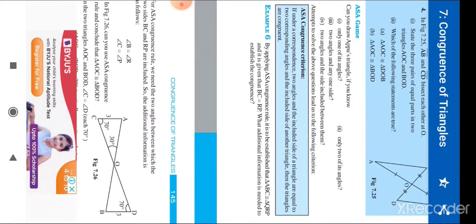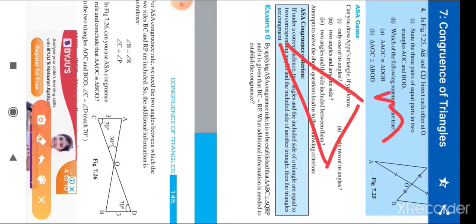Let us assume that again we have two triangles, triangle MNO and triangle DEF, and we suppose that angle N of triangle MNO is equal to the angle E and angle O is equal to the angle F, and the included side, it means side NO, is equal to the side EF. Then we can say that these two triangles are congruent under the ASA congruency criteria.